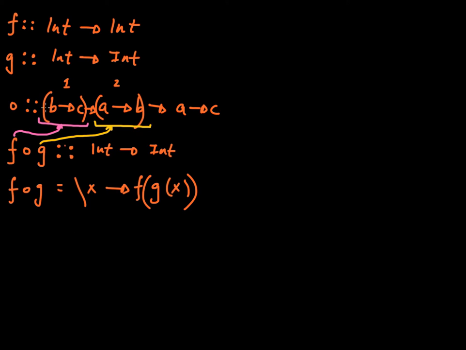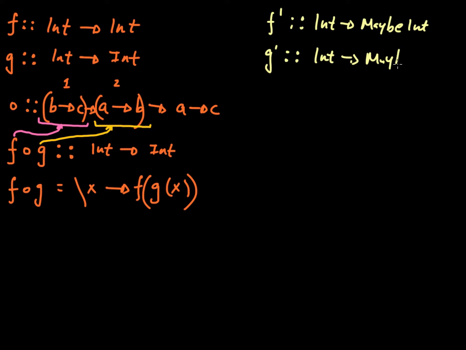Okay, so this works, everything works nice here, everything is great there, and what I'm going to do now is define a different function f prime and a g prime, such that f prime is very similar to a function that goes from int to an integer, but it is now a function that goes from an int to a maybe integer, and g prime is a function that goes from an integer to a maybe an integer.